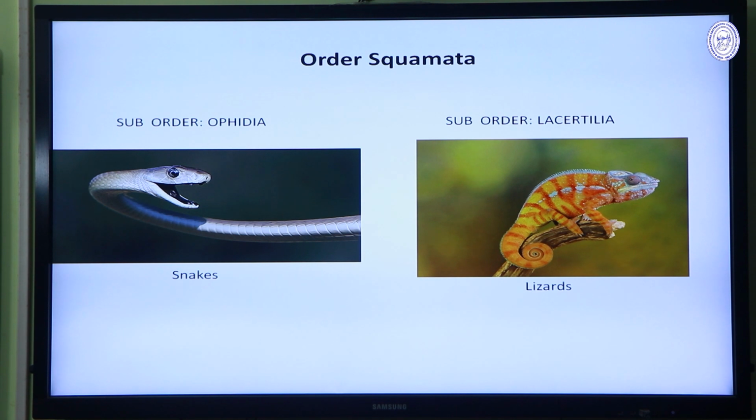The order Squamata is very popular and prominent because all types of snakes and lizards are included under this order. If we divide this order into suborders, we know that suborder Ophidia, Ophis means snakes. So, suborder Ophidia contains all kinds of snakes. This is a beautiful picture of a black mamba. The suborder Lacertilia, that is lizards. This is the chameleon. All kinds of snakes and lizards are included.